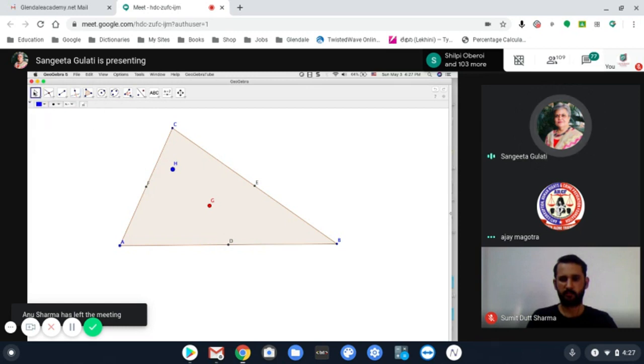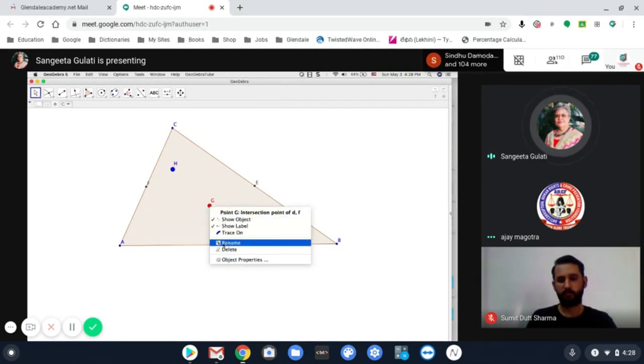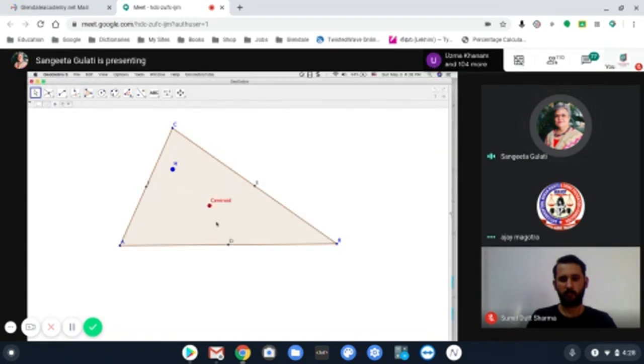So I would like you to save this applet in your device and then complete this construction for yourself. So get all the four centers, and if it helps, you can always even rename this point G. Instead of being called G, you can give it centroid. So you can actually type the full word here, and then it will be easier for children to see. So this is something that you can do with the naming as well as the display.